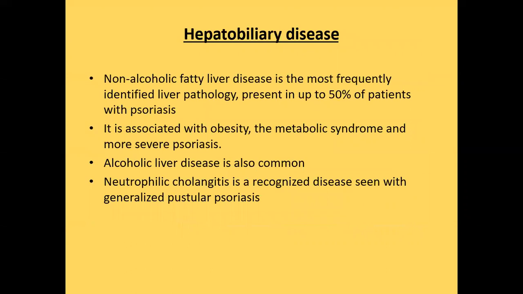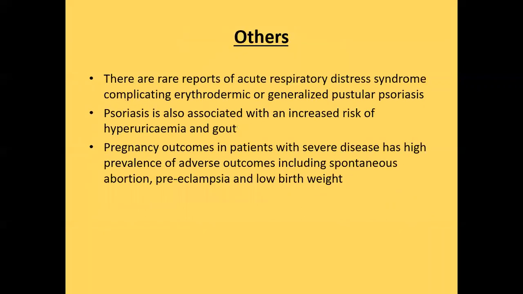Hepatobiliary disease. Non-alcoholic fatty liver is frequently seen in severe psoriasis, in more than 50% of the patients. There is an association of obesity and metabolic syndromes in such cases. Alcoholic liver disease is also common because psoriatic patients are more prone to develop alcoholism. Neutrophilic cholangitis is a recognized disease seen in generalized pustular psoriasis.